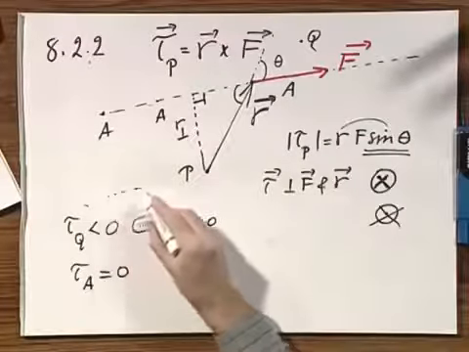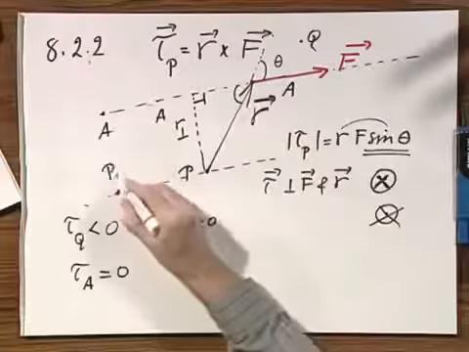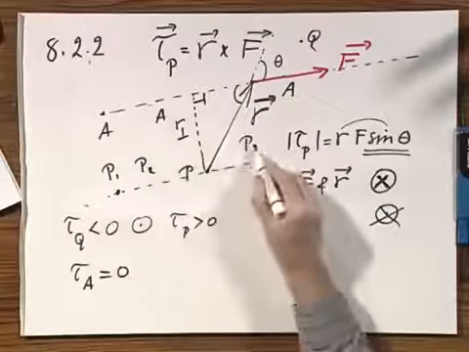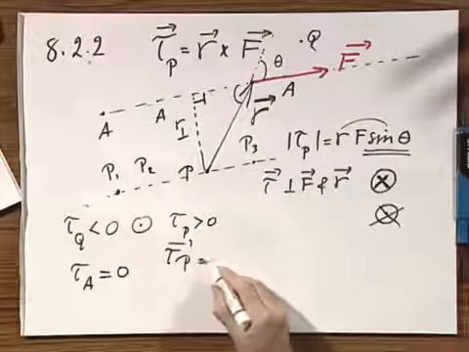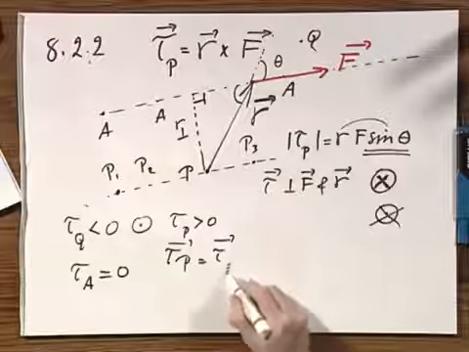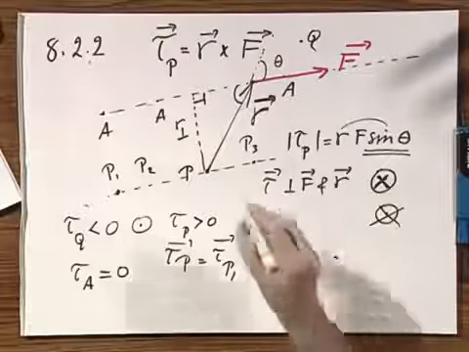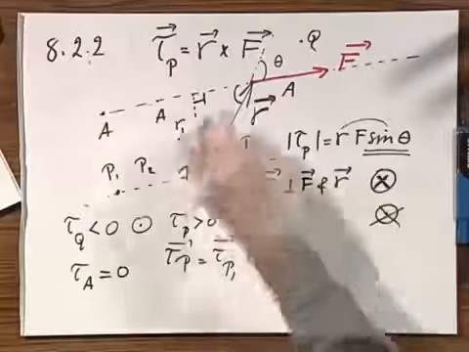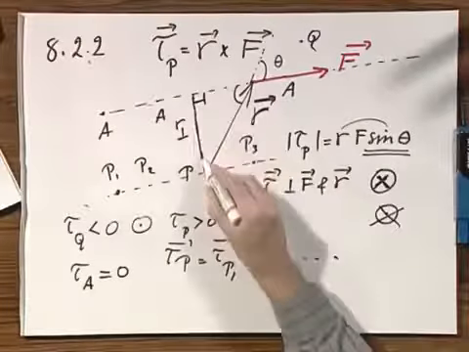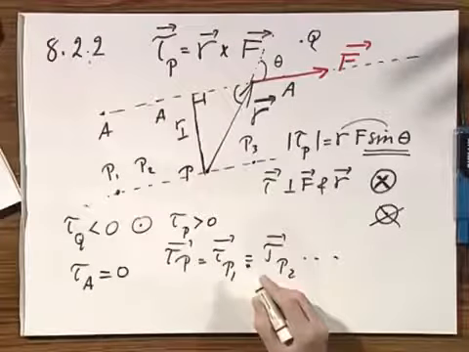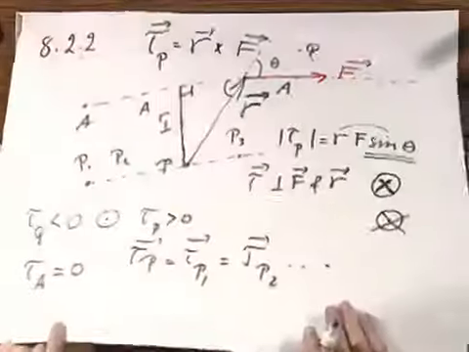If I chose a line perpendicular to F, perpendicular to this working line, and I had here a point P1 and a point P2 and a point P3, then the torque relative to point P would be the same as the torque relative to point P1, would be the same as the torque relative to point P2, and so on. For the simple reason that r perpendicular is the same for all these points. So I hope that this will help you a little bit in getting going on this problem.